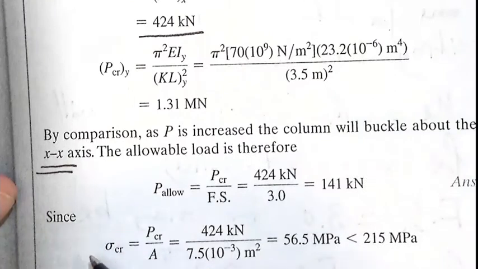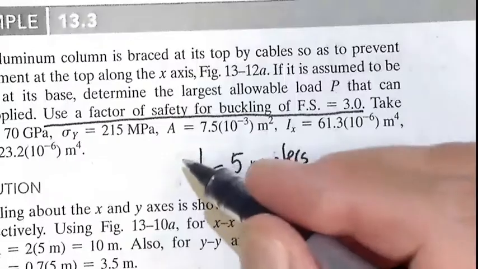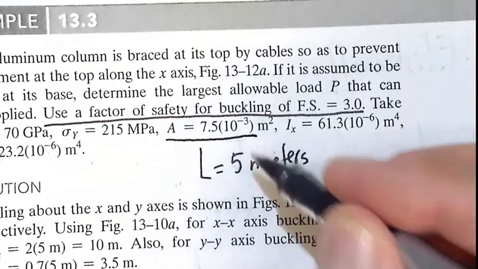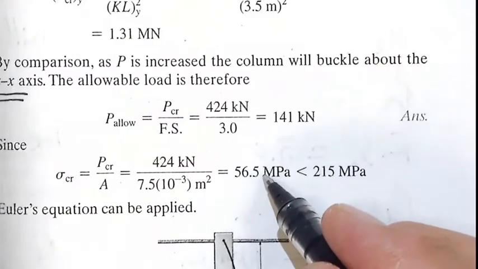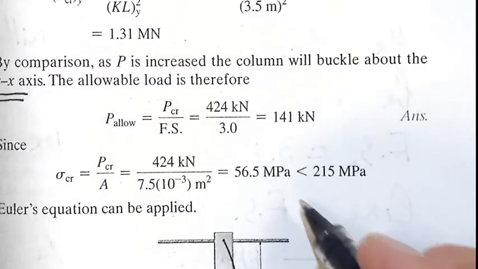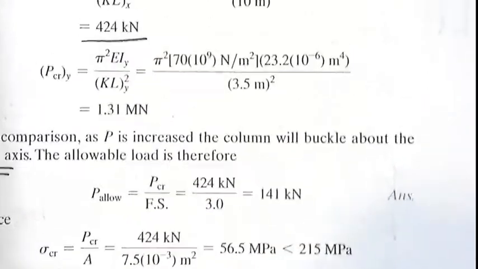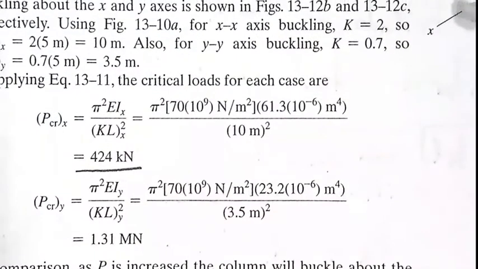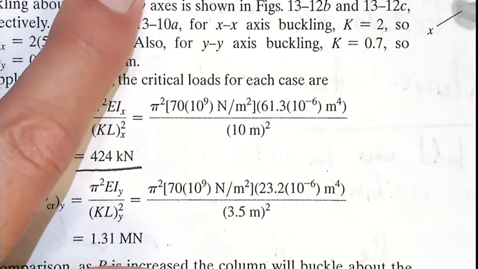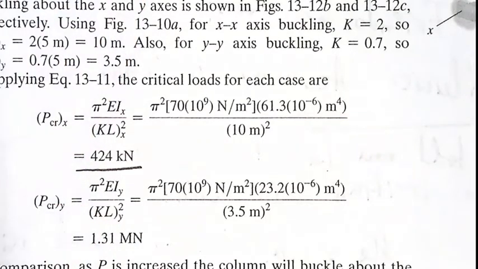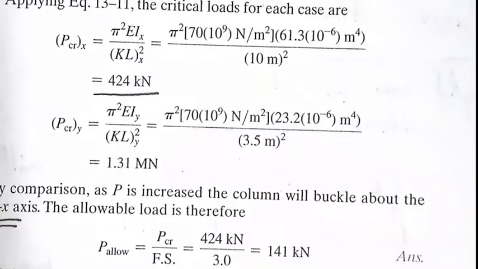So let us calculate now critical stress. Critical stress equals P critical over area, 424, divided by area, 7.5 10 in minus 3. Okay, that is here, 7.5 10 in minus 3. Equals 56.5 megapascals, which is less than yield stress, 215 megapascal. So Euler's equation can be applied.